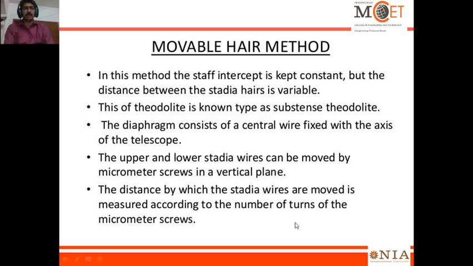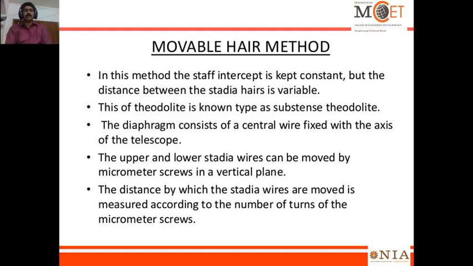For this, the normal theodolite is used, but an additional setup will be there such that the staff stadia intercept can be varied, right? Such a theodolite is called the subtense theodolite. In this movable hair method also, it can be done either in the vertical direction or in the horizontal direction. So first we will see about the vertical direction.